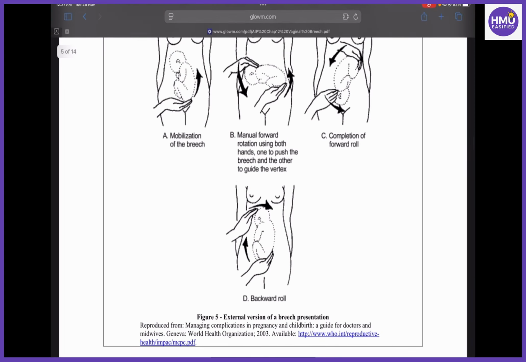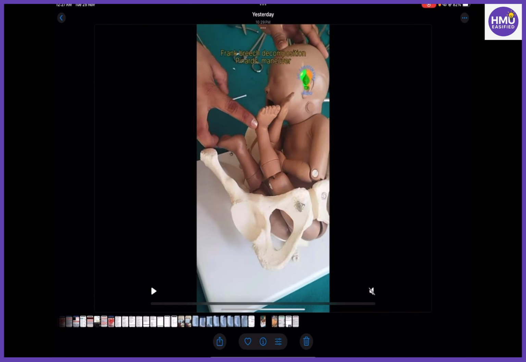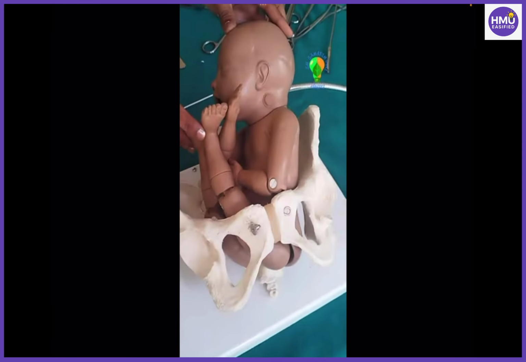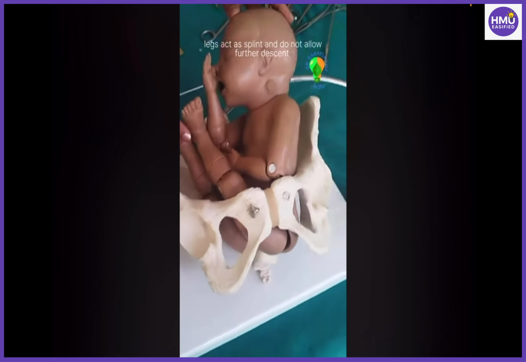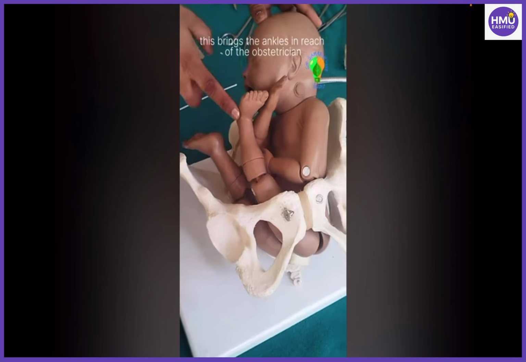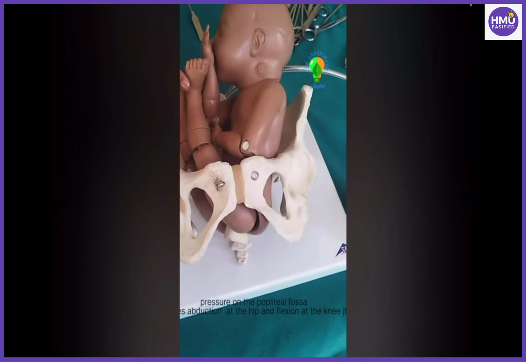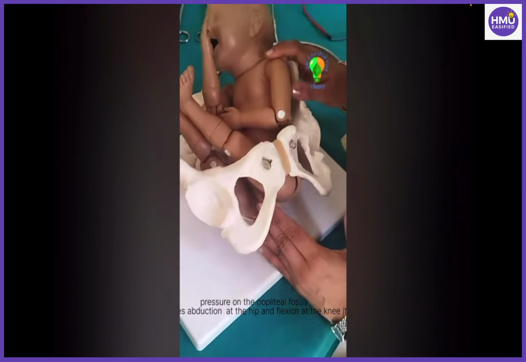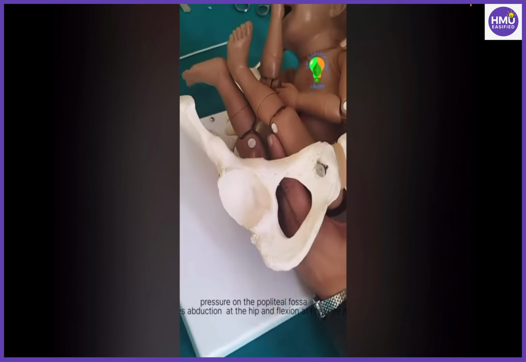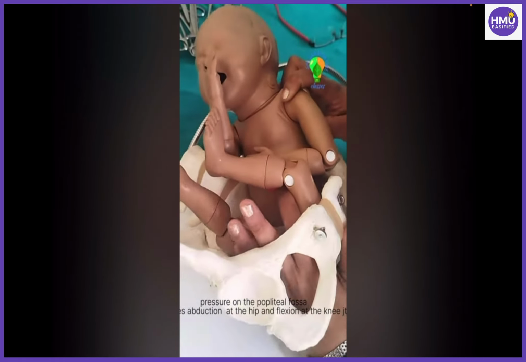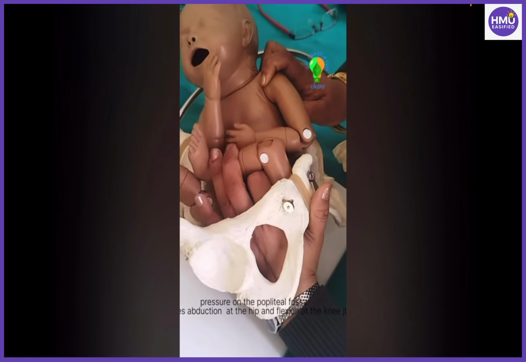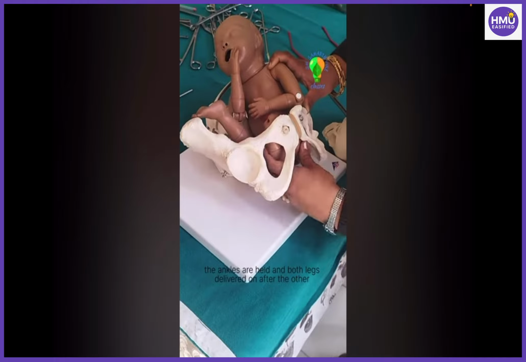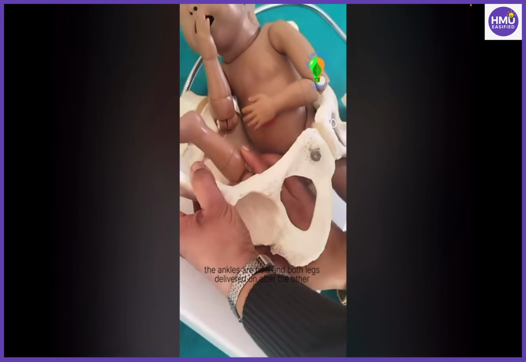Now a video for the Pinard maneuver. Look, here the legs are extended, so they will act as a splint and will not allow delivery. So we insert our hand through the thighs, go in and hold from the popliteal fossa, then flex the knee, hold from the ankle and assist delivery of the leg. And again for the other leg too.